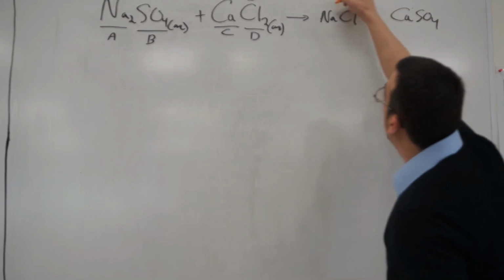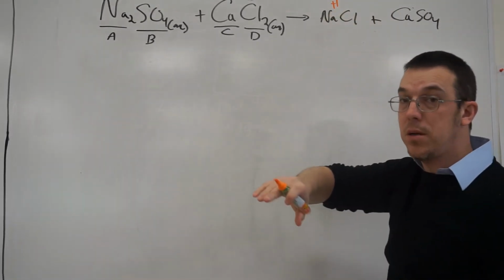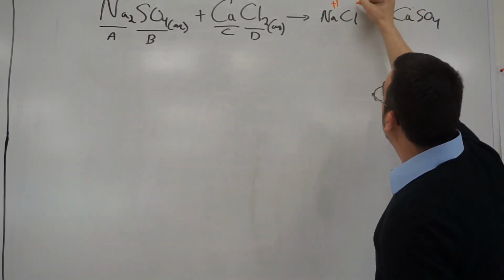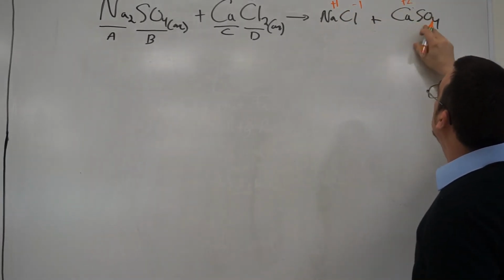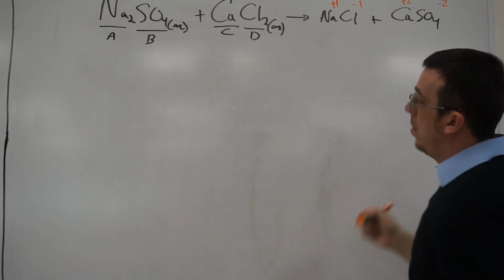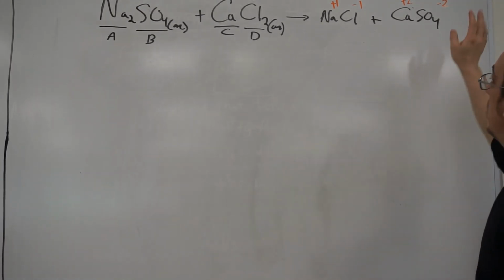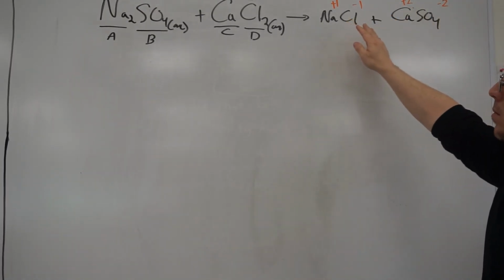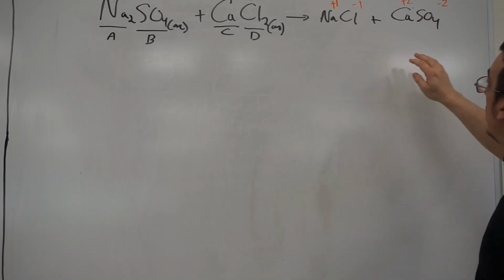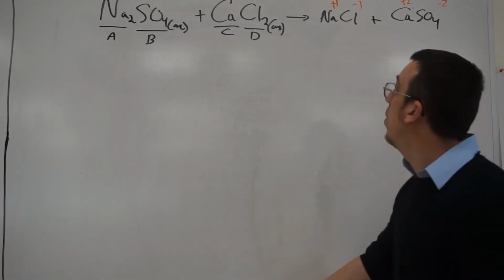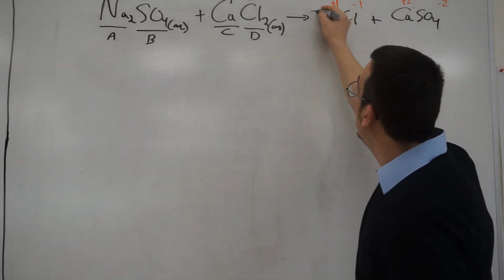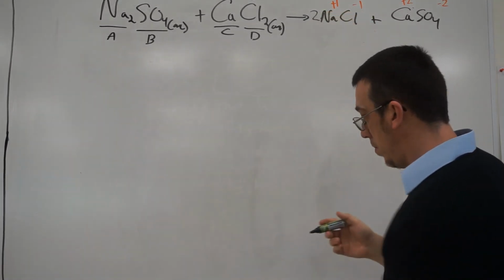Let's look at the charges and make sure they're balanced correctly. Na is +1, going back to the periodic table and looking at the charges. Cl is -1. Calcium is +2, and sulfate is -2. So those balance out automatically as written. The other thing we want to do is balance the equation, so we would put a 2 in front of the NaCl.